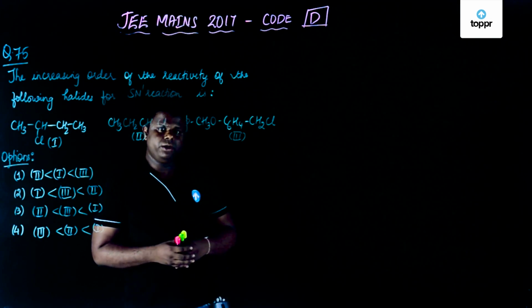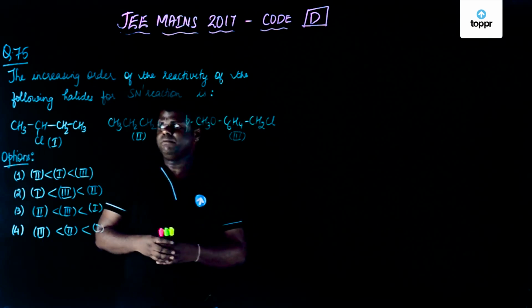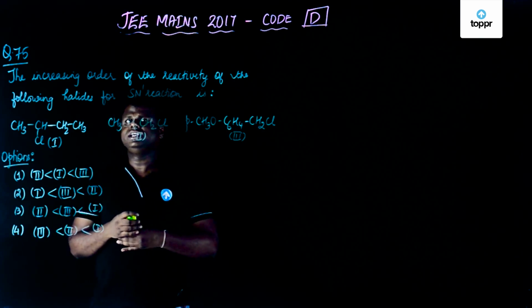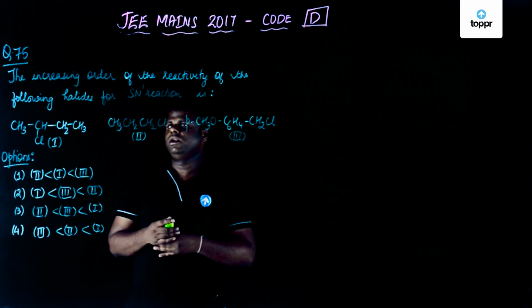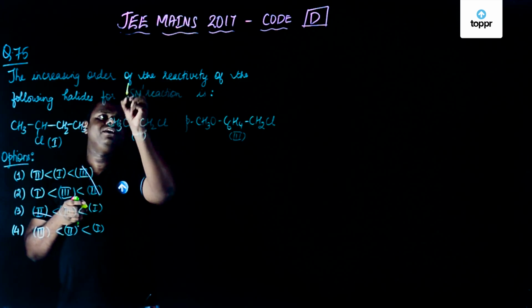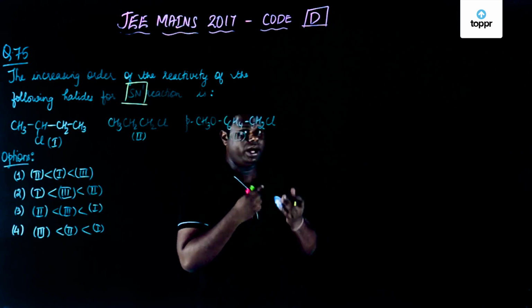Okay, now let's move on to the next question, which is question number 75. Again, the code is same, code D. The question says: the increasing order of reactivity in the following halides for SN1 reaction. So we are going to talk about SN1 reaction. What comes to your mind when you see SN1?